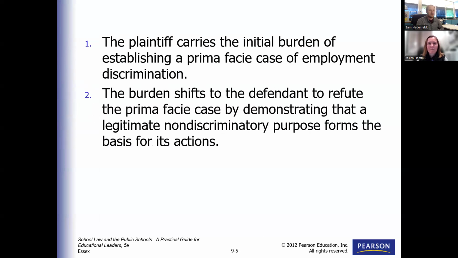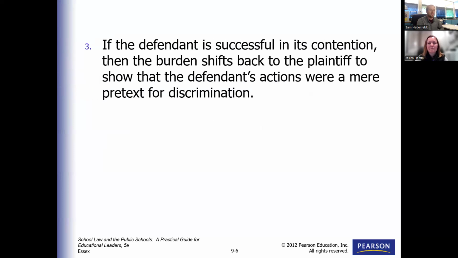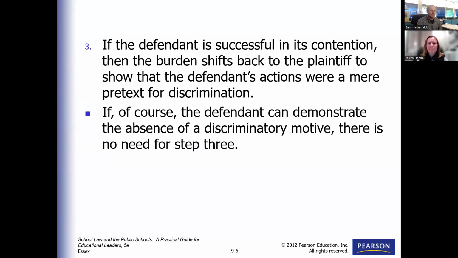The burden then shifts to the defendant to refute the prima facie case by demonstrating that a legitimate, non-discriminatory purpose forms the basis for its actions. Just provide a legitimate reason for their action, in non-discriminatory terms. And then the third step is if the defendant is successful in its contention, then the burden shifts back to the plaintiff to show that the defendant's actions were a mere pretext for discrimination. And obviously, if the defendant can demonstrate the absence of discrimination, then there is no need for the third step at all.